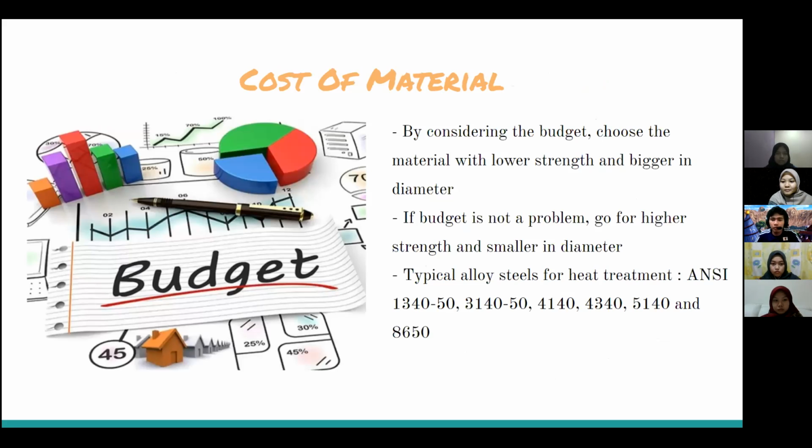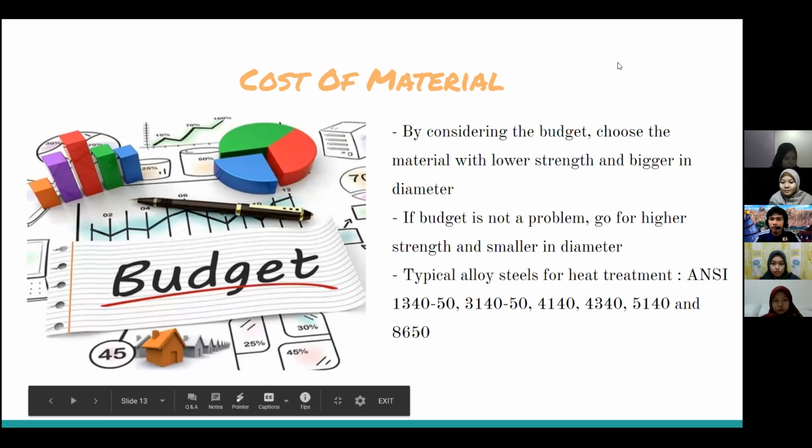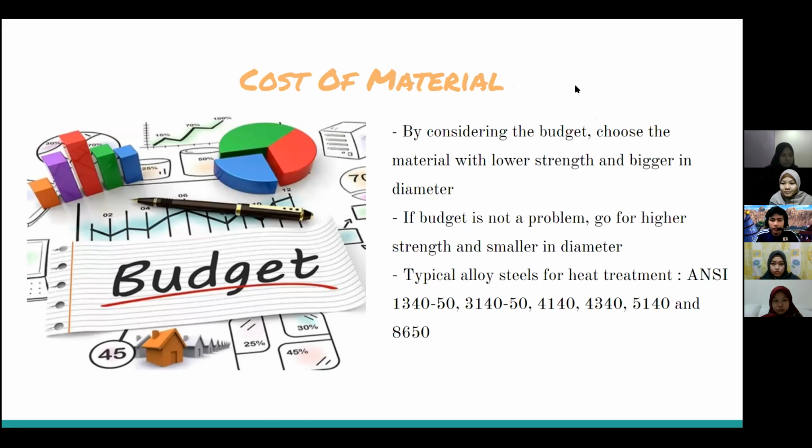So for the cost of material, by considering the budget, choose the material with lower strength and bigger diameter. If the budget is not a problem, just go for a higher strength and smaller diameter. Typical alloy steels for heat treatment are ANSI 1340-50, 3140-50, 4140, 4340, 5140, and 8650.